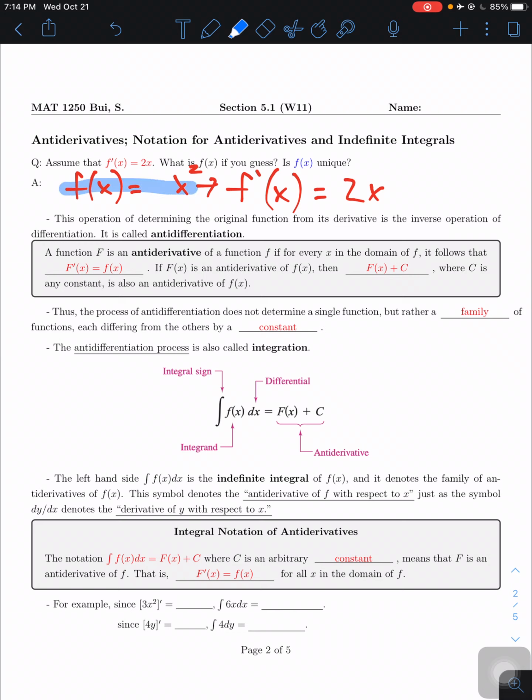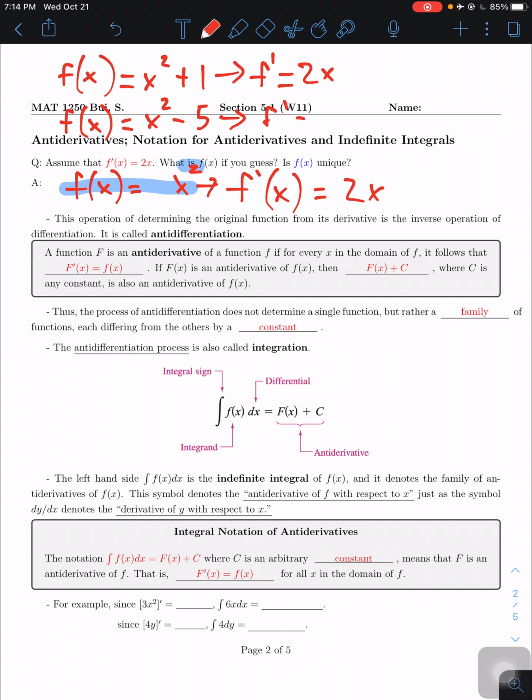This is the function that we want to find, right? But is it unique? Well, if I were to give you another function, say f of x equal to x squared plus 1, what is the derivative of f here? It's also 2x, because the constant 1 goes down to 0. And in another scenario, if f of x equals x squared minus 5, the derivative of this function is also 2x, because the negative 5 is just a constant, and it goes down to 0.